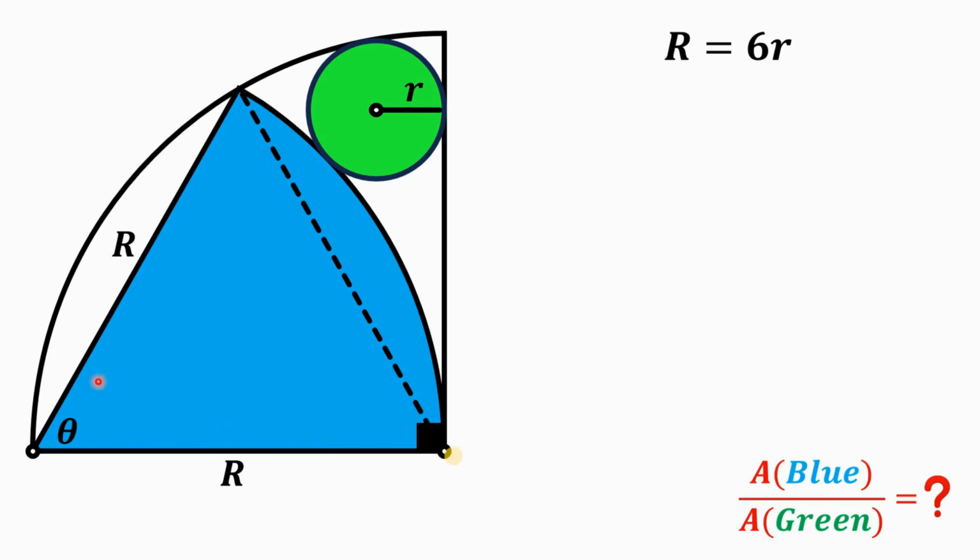Consider this quarter circle. This is also the radius of this quarter circle. In short, this is also equivalent to capital R. In short, this triangle right over here is an equilateral triangle. In short, this theta is simply equal to 60 degrees. Now we know theta, we can now get the area of the sector.